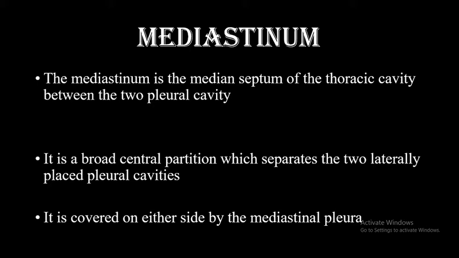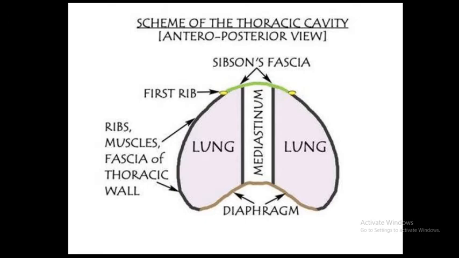Now as you might have studied, the visceral and the parietal pleura are there. The visceral pleura is firmly attached to the lungs, whereas the parietal pleura is divided into four parts: the costal pleura, mediastinal pleura, cervical pleura and the diaphragmatic pleura. So this mediastinum is covered by the mediastinal part of the parietal pleura.